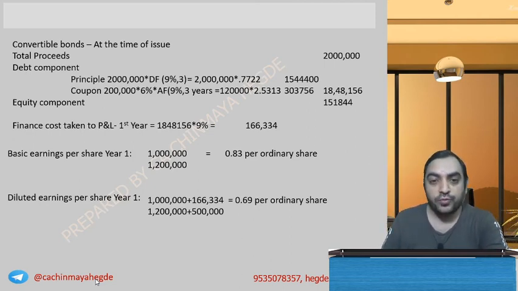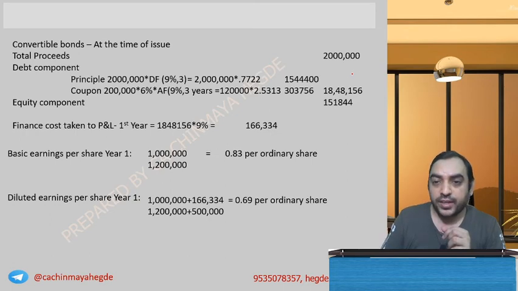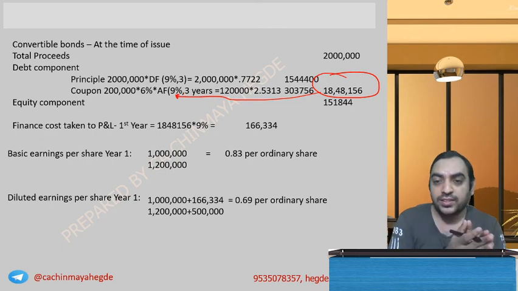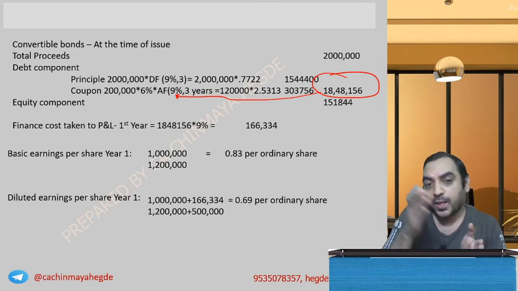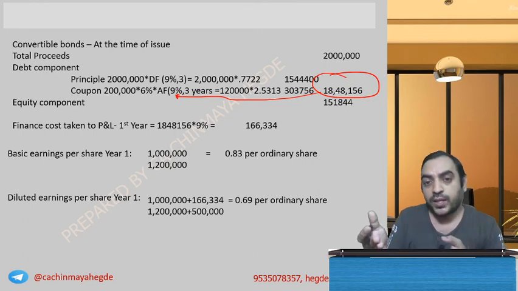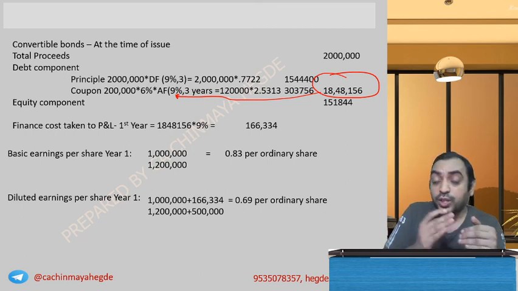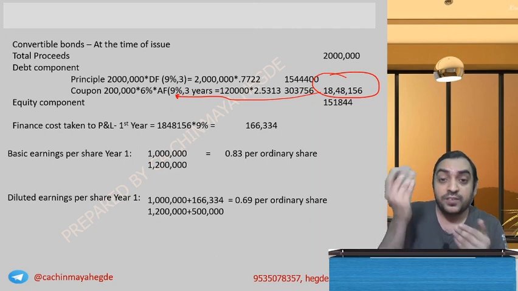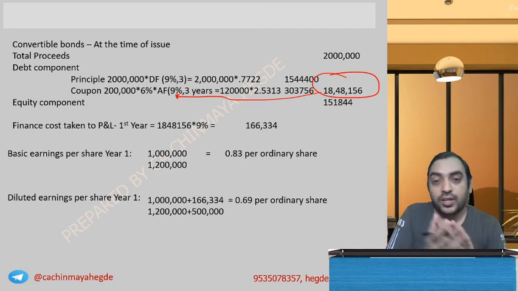Finance cost taken to the P&L account. We have prepared the amortization schedule on the debt component. You charge 9%. Opening balance 18 lakh 48,156. On that, 9% will go to P&L. Coupon 12 lakh goes to the cash flow statement. Opening balance plus finance cost minus coupon, the remaining balance comes to the closing balance, which is the opening balance for the next year. On that 9%, we have done so many problems on this amortization method.